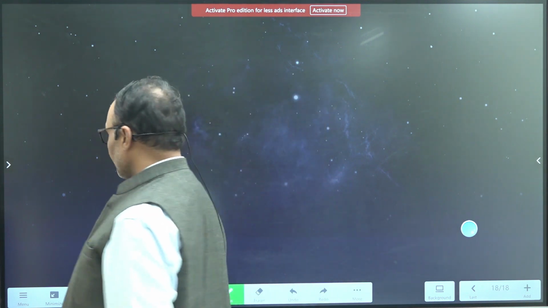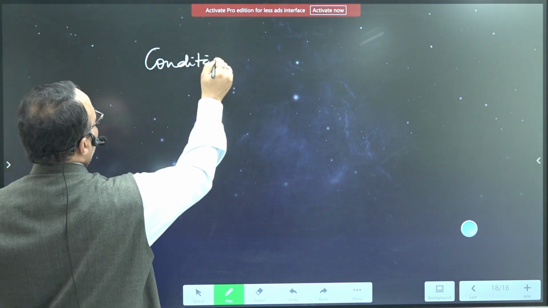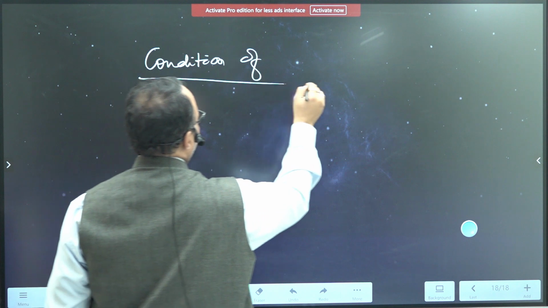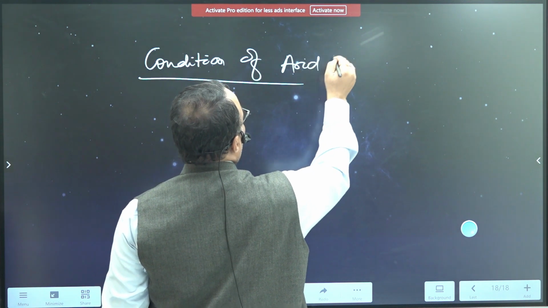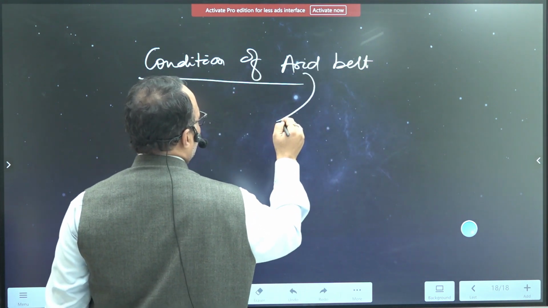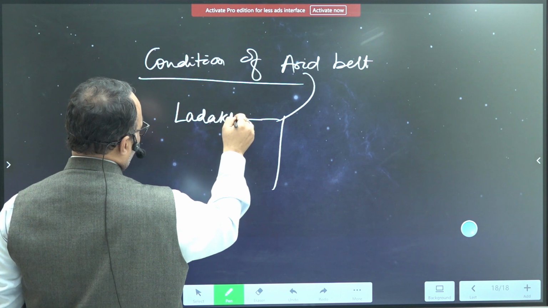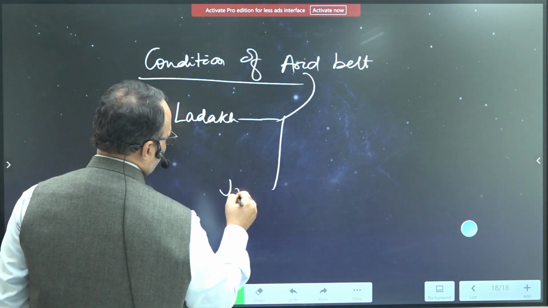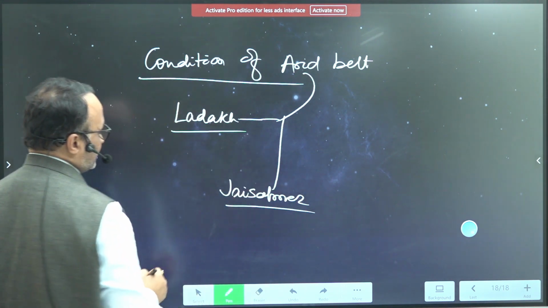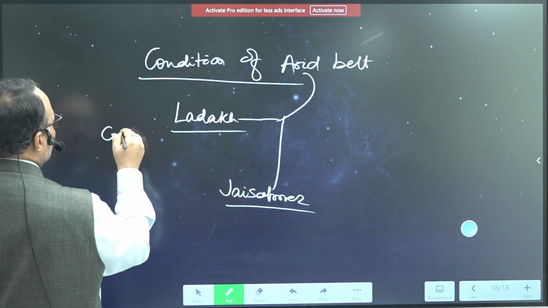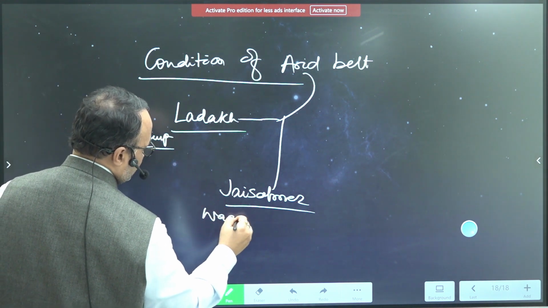Now, think about the condition of arid belt. Arid belt is both in the Ladakh region and the Jaisalmer region of Rajasthan. Aridity is at both the places, but the difference is that here there is a cold temperature condition, and here there is a warm temperature condition.